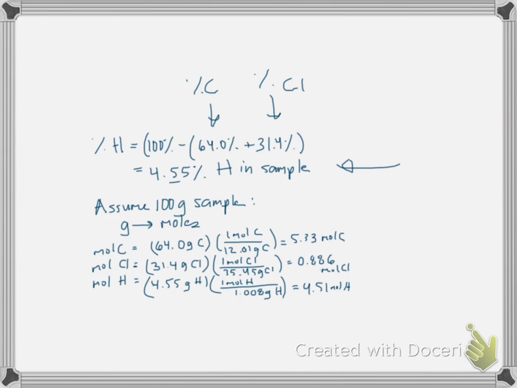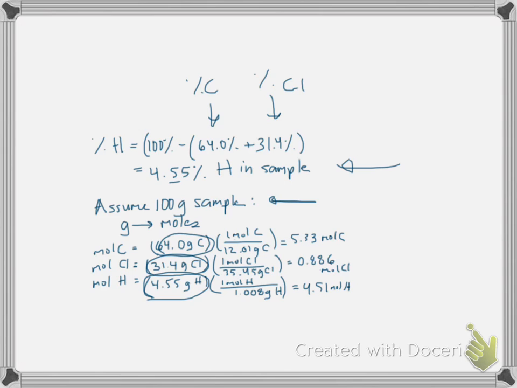So we want to figure out the empirical formula. With percentages, it's easy to assume that we have a 100-gram sample, and then we convert grams to moles. So if we have a 100-gram sample and 64% of it by mass is carbon, we have 64 grams of carbon. If I have 31.4% by mass chlorine in a 100-gram sample, I have 31.4 grams of chlorine. If I have 4.55% hydrogen in our sample, and this is a 100-gram sample, I have 4.55 grams of hydrogen.